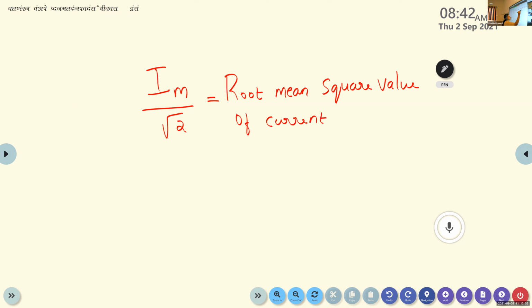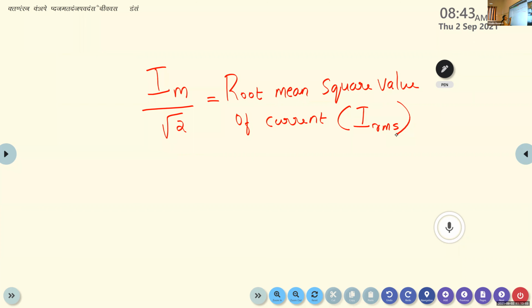And it is represented by IRMS. So Vm by root 2 indicates the root mean square value of EMF, represented by VRMS. Similarly, Im by root 2 indicates the root mean square value of current, represented by IRMS.